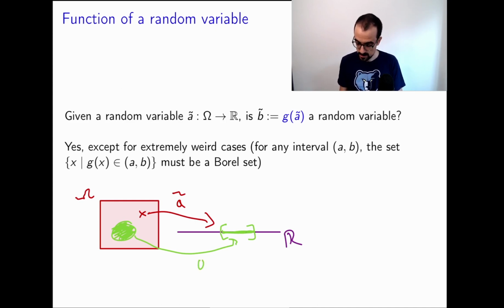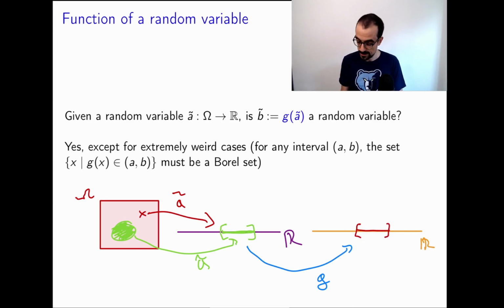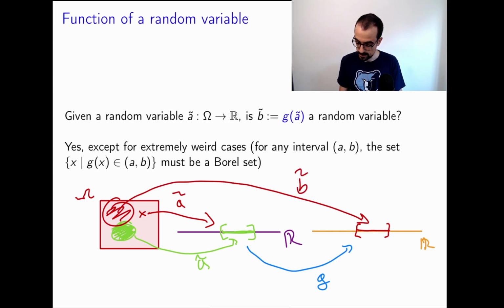But now we have another function. So this was A. Now we have another function that maps from the reals to the reals. Okay, this function is G. Now this other real line is going to be weird looking orange. Okay, so we have this other line here. And now we have to worry about, if we have an interval here, any possible interval, its preimage through B, which is equal to G composed with A, is that preimage measurable? And it turns out that you can actually design G in a very strange way so that that doesn't happen.